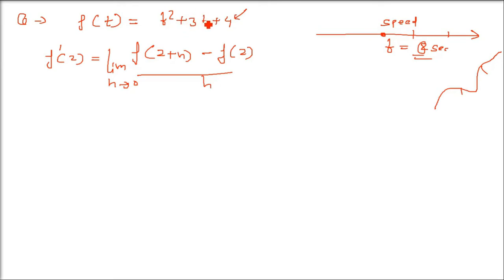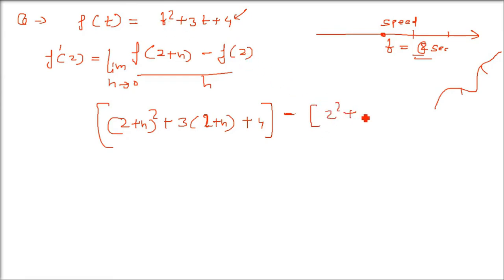Wherever you have t, just put 2 plus h. That is (2 + h) whole square plus 3 into (2 + h) plus 4, and this whole minus f(2). That is, put 2 wherever t comes. So I just put 2 square plus 3 into 2 plus 4. What do you see here? I'm not going to solve this, I'm going to give you the exact result.